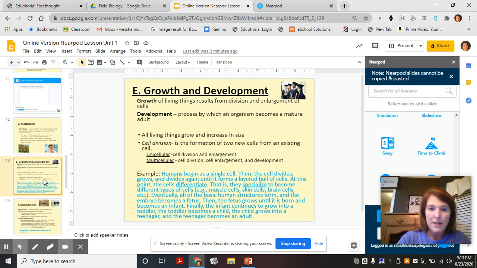Okay, moving on. Here we go to number 5. If it's alive, it is going to grow and develop, which means even a unicellular organism will have cell division and get larger. Multicellular organisms will actually divide their cells, and then those cells get larger, then we have development happen. Every living thing goes through those processes.